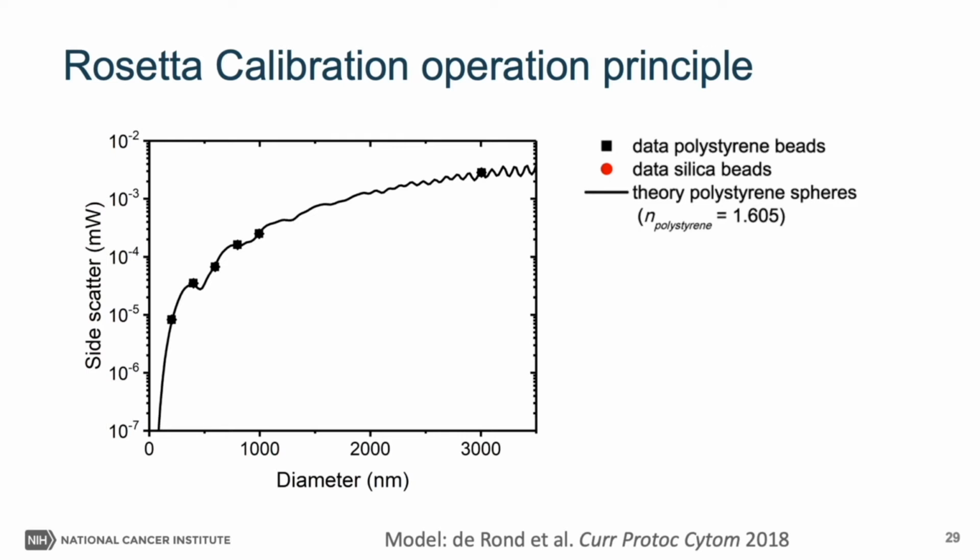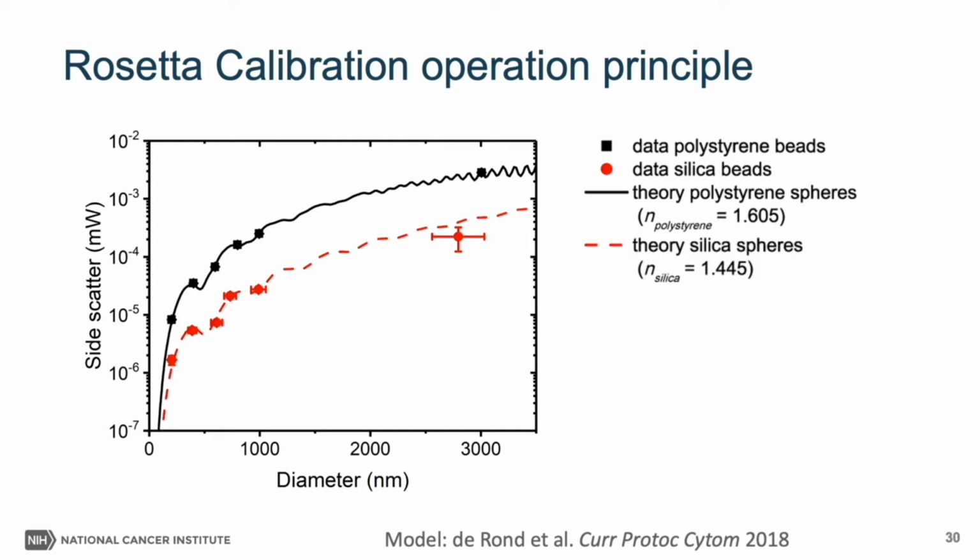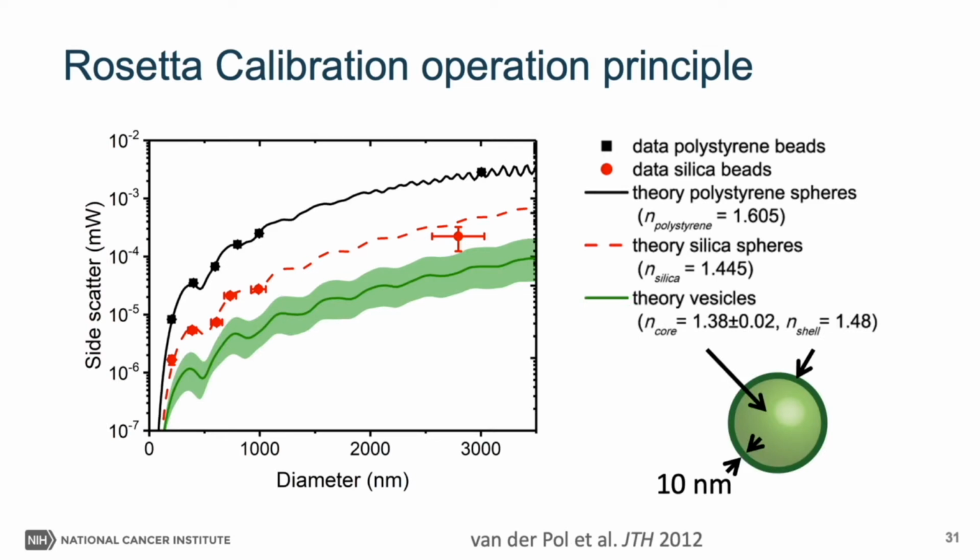of 1.605. To show that this procedure also works for particles with a lower refractive index, we applied the same procedure to silica beads, only changing the refractive index in the model to 1.445. As you can see, the model describes also the data of silica beads well. Now we have calibrated our instrument using polystyrene beads and MIFlowCyt-EV and validated this approach using silica beads.